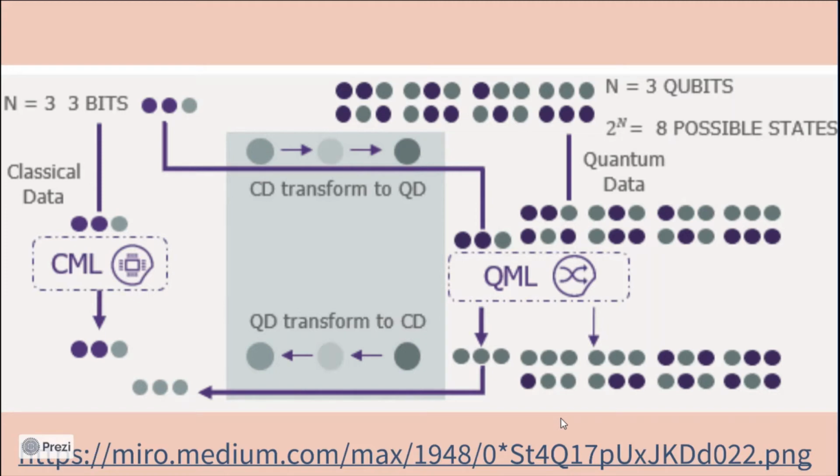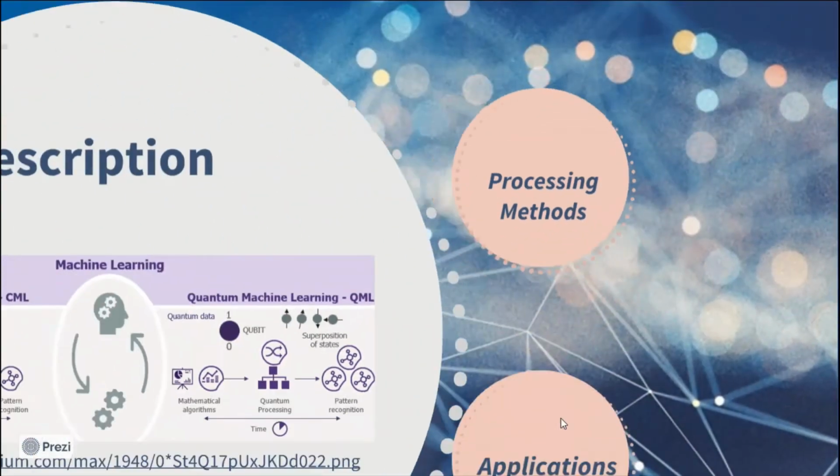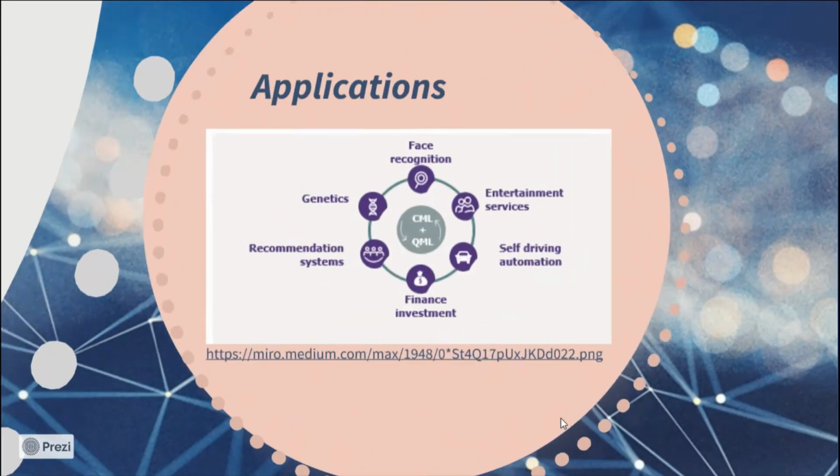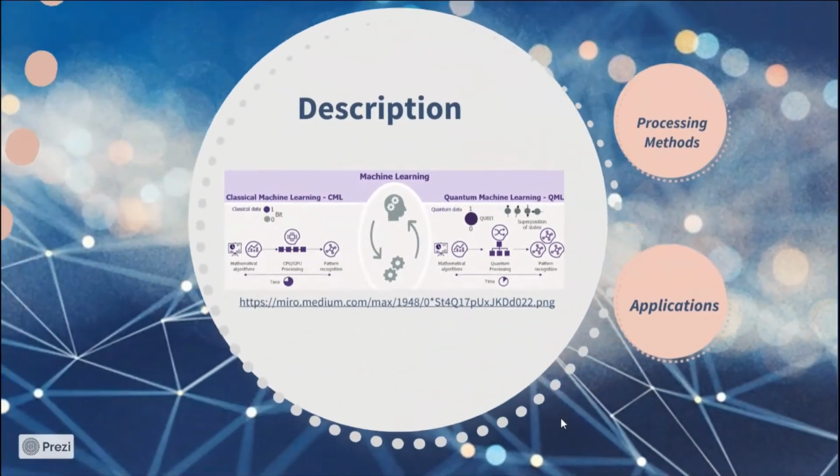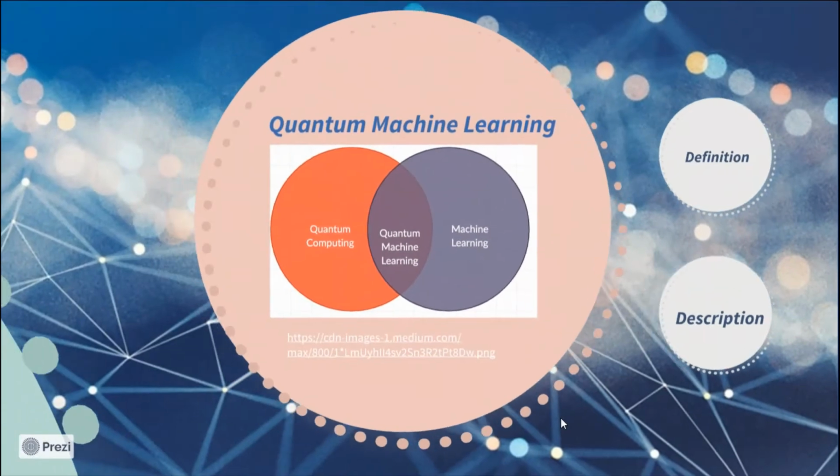QML, quantum machine learning, could process quantum data, which has 8 possible states. It also could process classical data after it is transformed to QD, or quantum data. As this figure shows, these are some of the machine learning applications that QML could improve and solve problems for. In conclusion, we can say that QML will solve more problems than we could ever imagine.